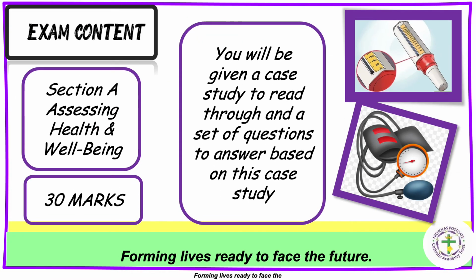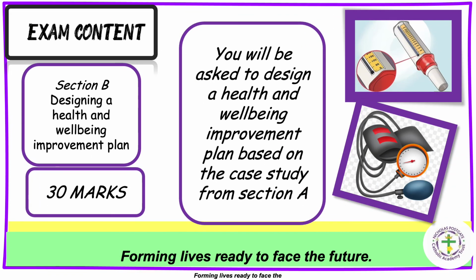Section A, you're given a case study, so you're given lots of information about somebody, and then you're asked a set of questions based on that case study, and it's all based on their health and well-being. Section B, you're then given some extra information about the same person, and you're asked to write a health and wellbeing improvement plan to make their health and wellbeing better. And you have to look at all the information you've previously been given about what's going wrong with their health and wellbeing, and then you have to put recommendations in place as to what you think they could do to make their life and their health and wellbeing better.